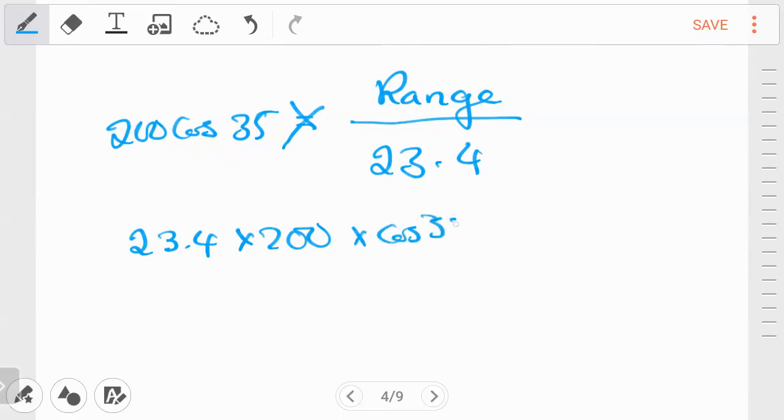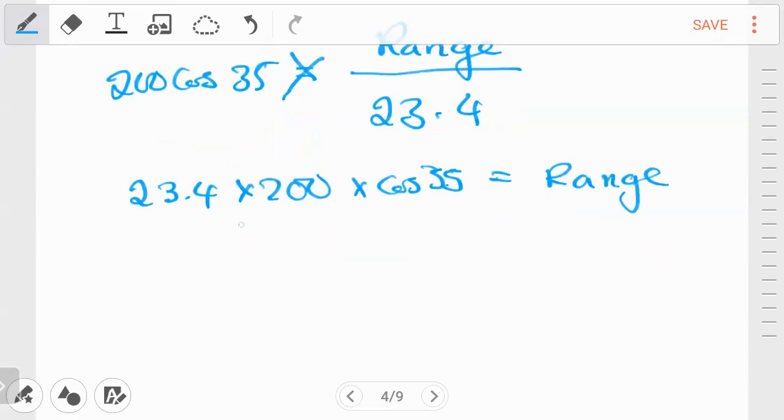This is what gives me the range. So from here, when I make the multiplication, 23.4 multiplying 200 cos 35, what I get is 3,833.6 meters. This is what gives me my range.